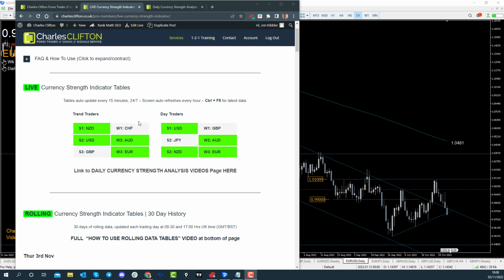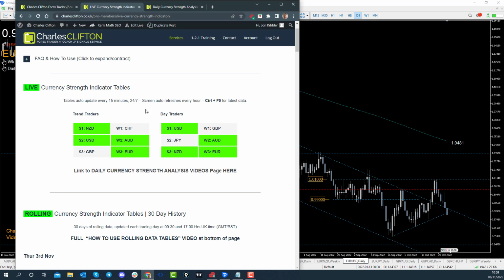We have two tables in front of us. You can see that we have the trend traders table and the day traders table. These are showing the same studies but just on different time frames. You can see here some of the currencies are highlighted in green. That shows that there is a confluence between the two trading time frames, and these are the currencies that we'll be focusing on in the video. The tables auto update every 15 minutes, 24/7, so wherever you are on the planet you can access the latest strength and weakness analysis.